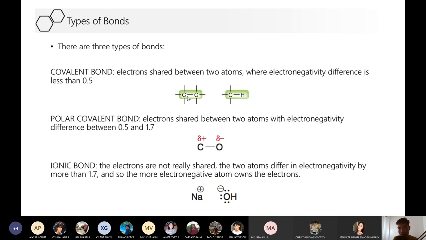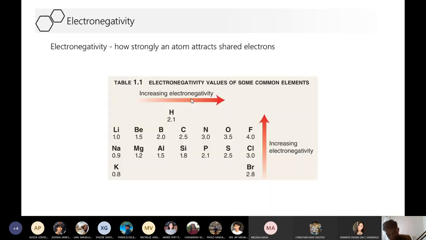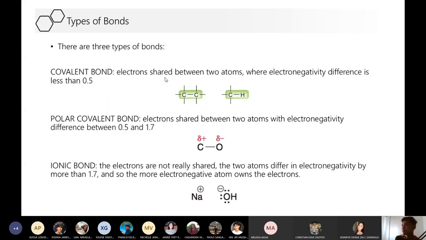That's 2.4 ata, no? Tama ba? 2.5. Okay, so 2.5 yung electronegativity ng dalawang carbon. So when you get their electronegativity difference, pag pinag-subtract mo yung dalawang 2.5, you will have 0. That means covalent bond yung meron dyan. Walang humihila ng electron. So the electrons are evenly distributed for this bond.